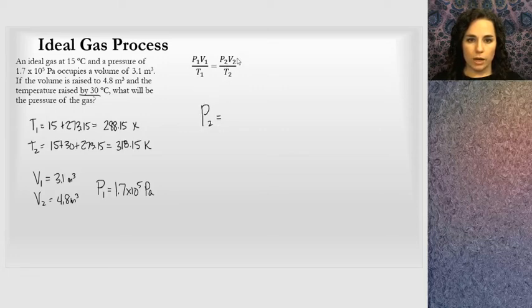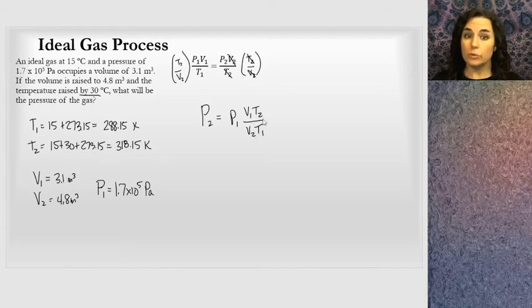I'm going to solve for P2 algebraically. I'm going to multiply both sides by T2 over V2. So that cancels these terms on this side. And I'm left with P1 V1 T2 over V2 T1. Okay, so be careful with your algebra. I see students get sloppy there and just go V1, T1, V2, T2, and get that mixed up.